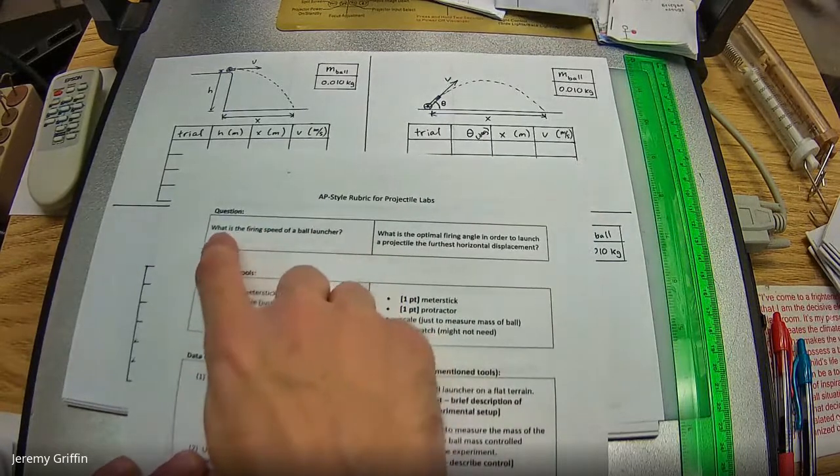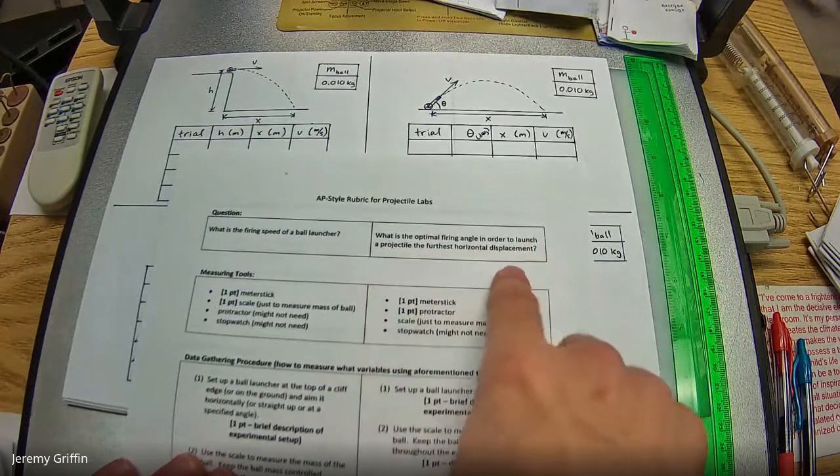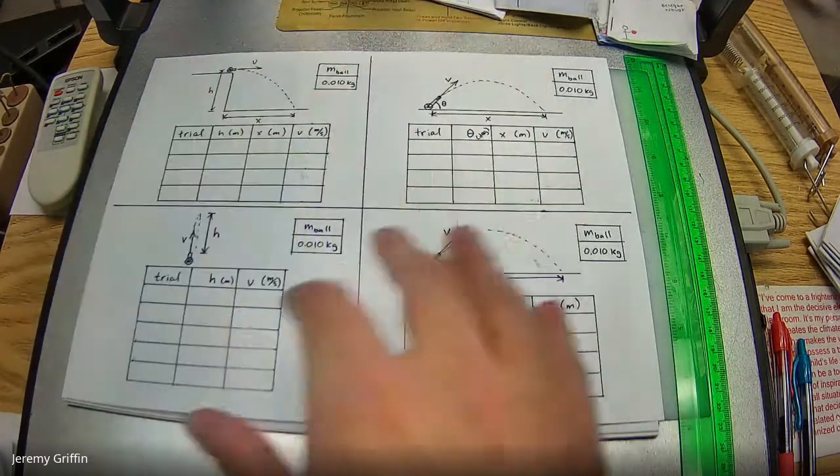You answered either what was the firing speed of the ball launcher, or what was the optimal firing angle to launch the furthest horizontal displacement. Before you went out there, I showed you some setups and some possible tables for that.